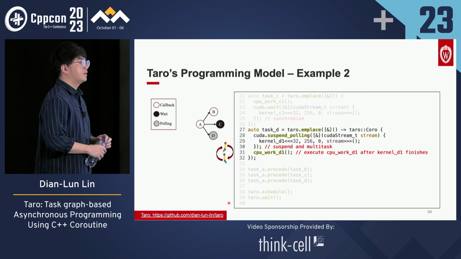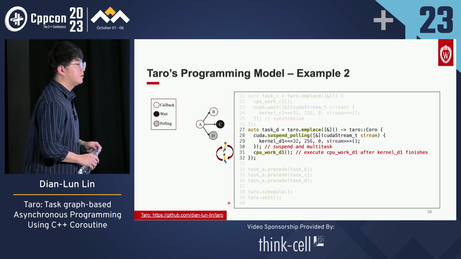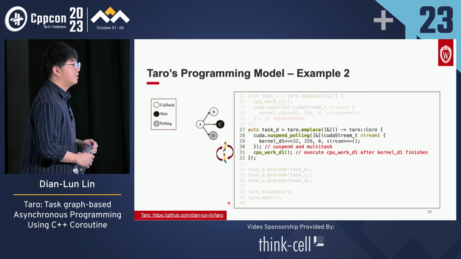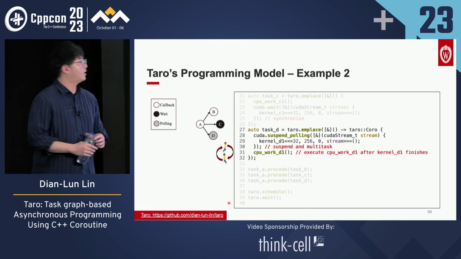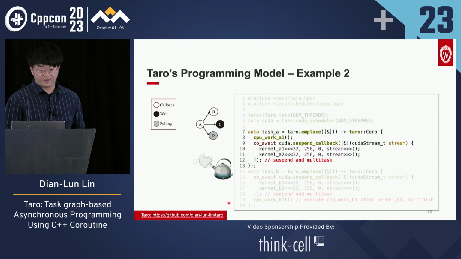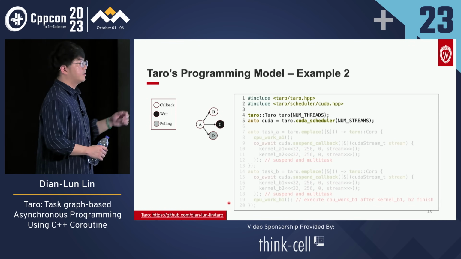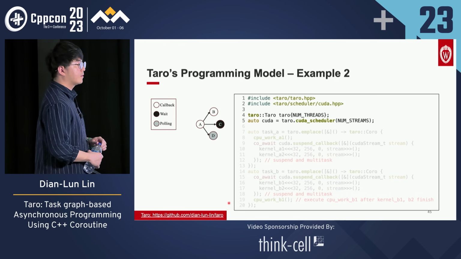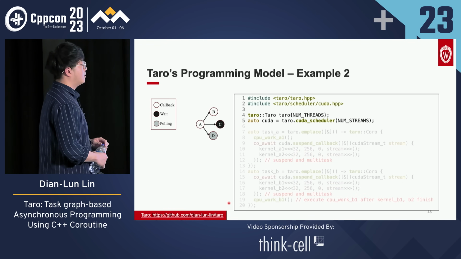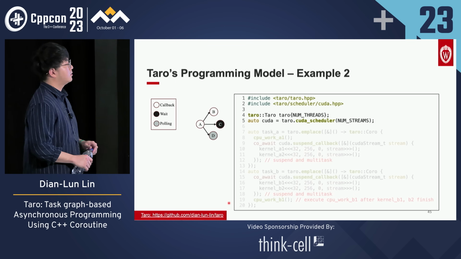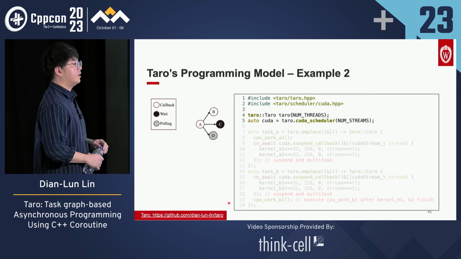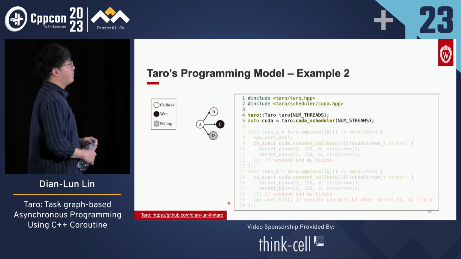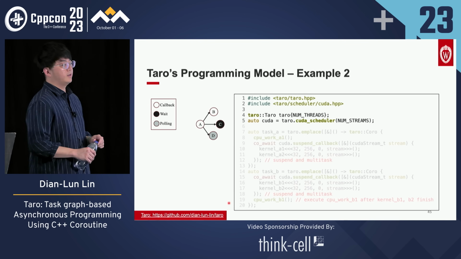Sure. I was wondering, if you wanted to use more than one CPU core, could you have more than one of those schedulers running in different threads? So here, when you declare Taro, you can have several threads, each one has its own Taro scheduler. Would that work? Let me think about it. If you had a multi-core machine, you just want to make use of more than one core. You know what I mean? Yeah. I haven't tested it yet, but it should work. Okay. Yeah.